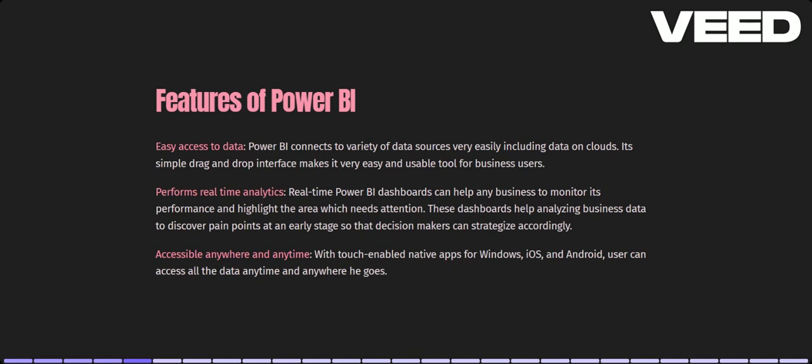And next, you can perform real-time analytics, like creating real-time dashboards for businesses. You can perform any kind of operations on data to get your charts in a clear picture way. And it is accessible everywhere. As we said, we have the cloud-based service and then a mobile application. It can be touch-enabled native apps for Windows, iOS, and Android. So the user can access that data anywhere and anytime, wherever he goes. So these are the features of Power BI, which are very great features, I can say.